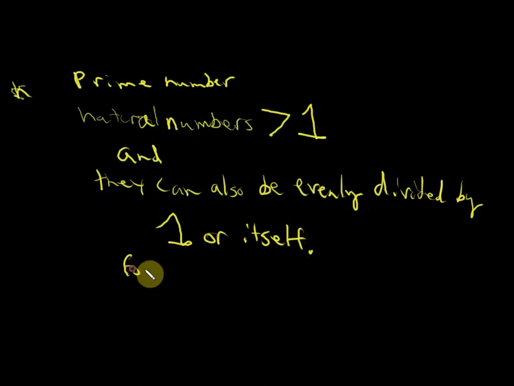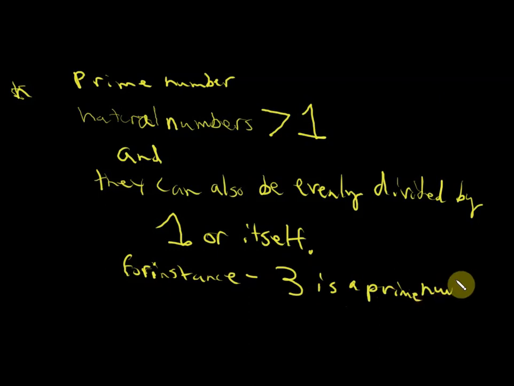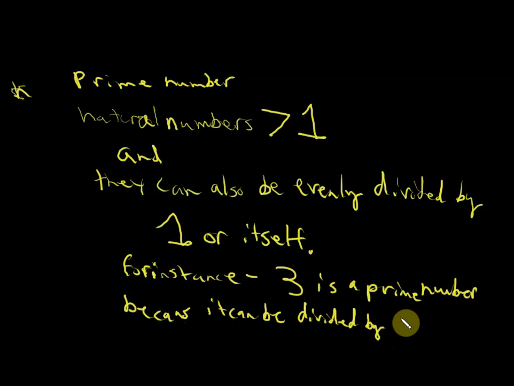For instance, 3 is a prime number because it can be divided by 1 and 3 only, without a remainder.